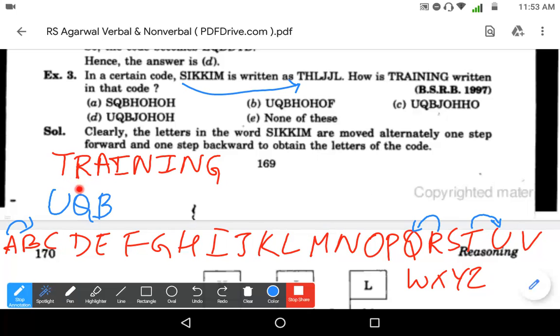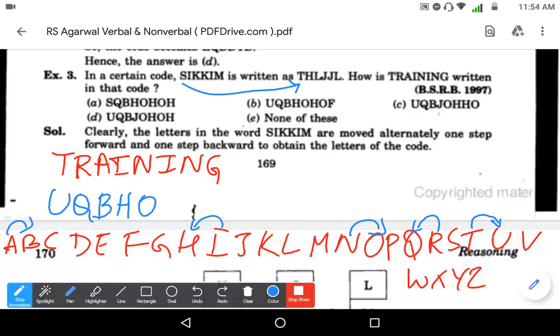After, before, after, again before. Before I, we have H. Okay. Next. Your next one is N. After, before, after, before, after. For N, it is after. So what is after N is O.